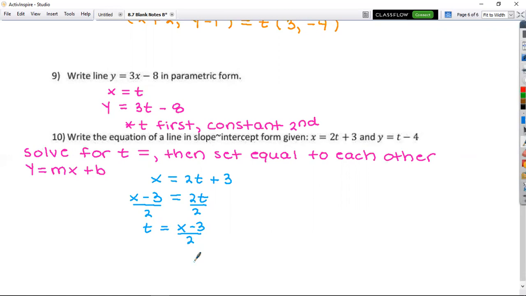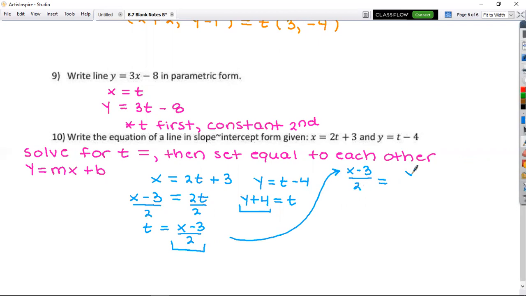Next equation you're going to solve as well. So I would have y equals t minus 4, and solve for t equals again. So I'm going to have y plus 4 equal to t. Next, you're going to take this expression equal to this expression and manipulate it to solve for y equals. So just a lot of algebraic work, essentially. So I'm going to have x minus 3 over 2 equal to y plus 4. Cross multiply, solve, manipulate it for y equals, and rearrange it in its proper form, and then you're done.